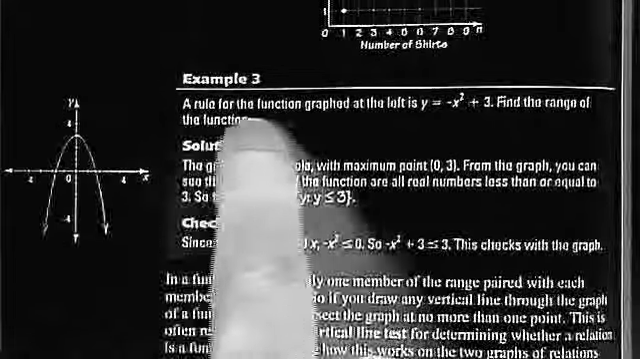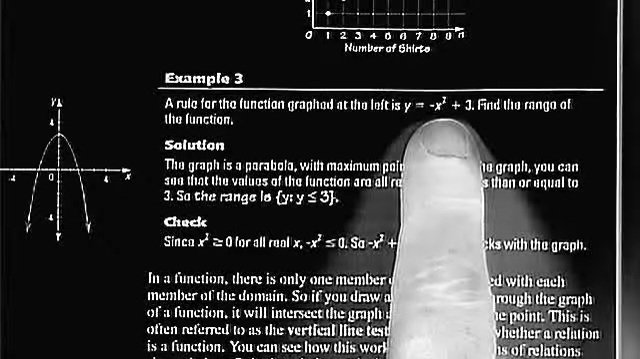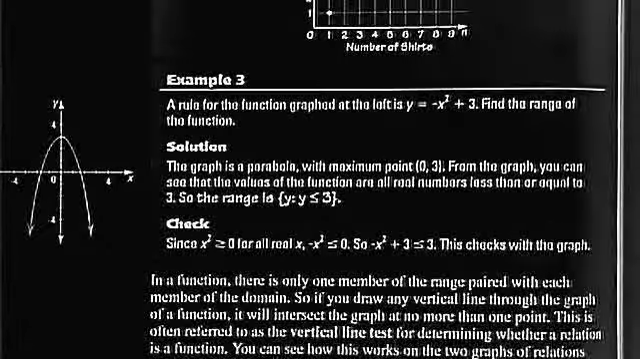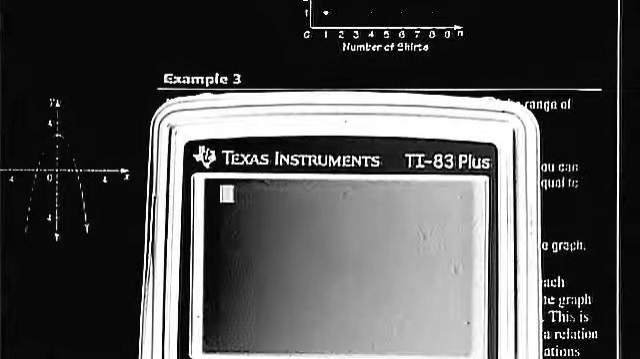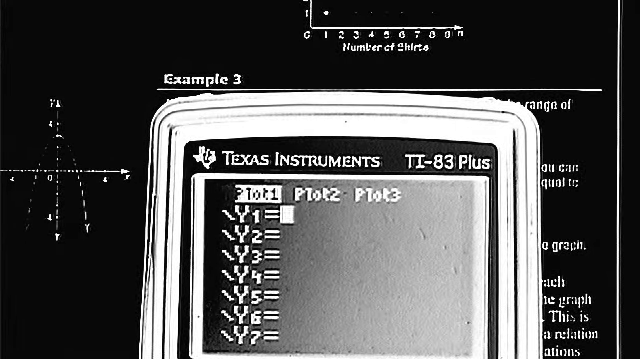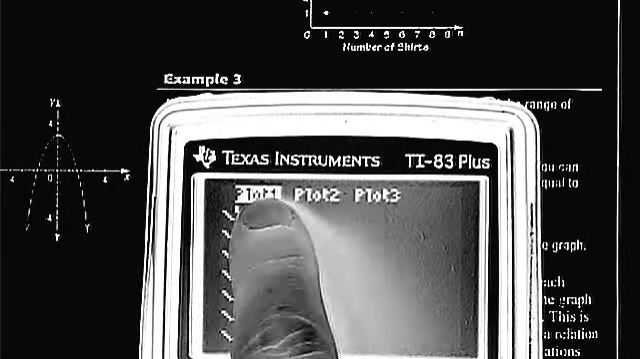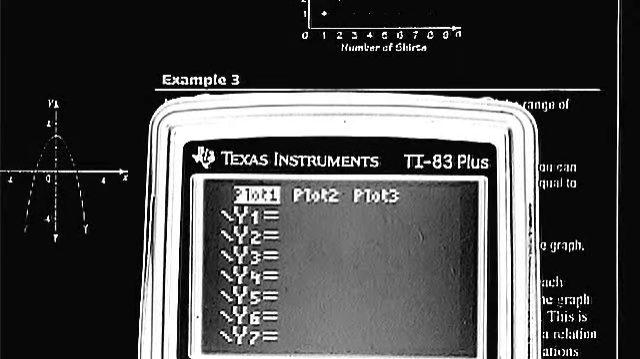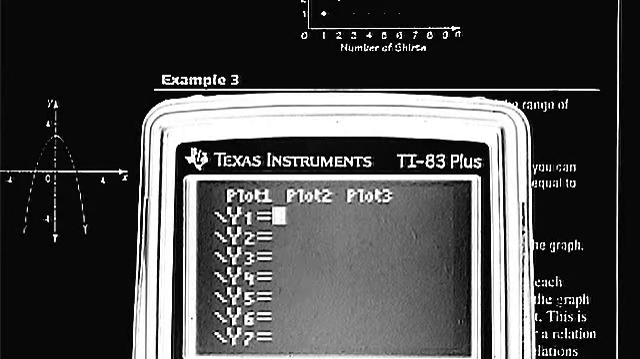Let's suppose I had this equation, y equals negative x squared plus 3, and I wanted to find the range. Well, first of all, I want to graph it, and I want to show you how to graph it. So hit the y equals button. You can see that I have a plot turned on at the top. You can see Plot 1 is turned on. So I'm going to go up to the top and hit the enter button, which will unhighlight that plot, and now it is turned off. That's just a quick way to turn it off instead of actually going into the scatter plot feature.